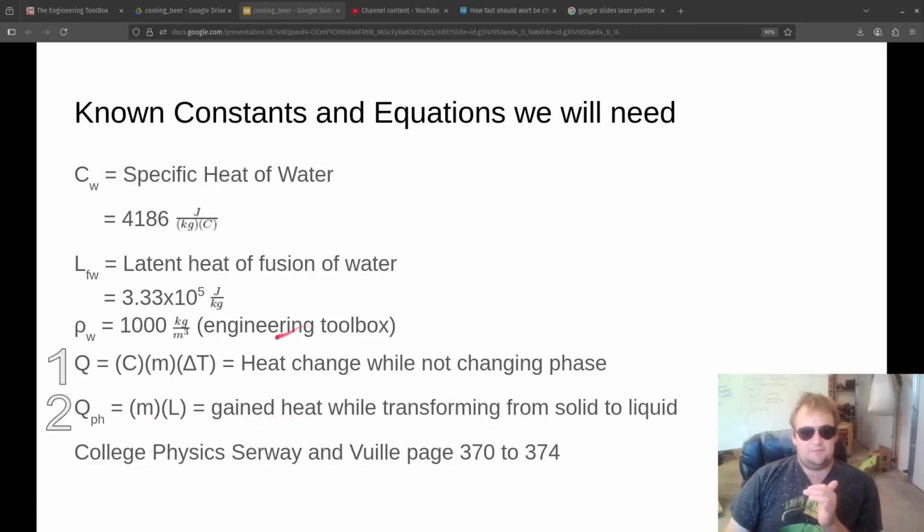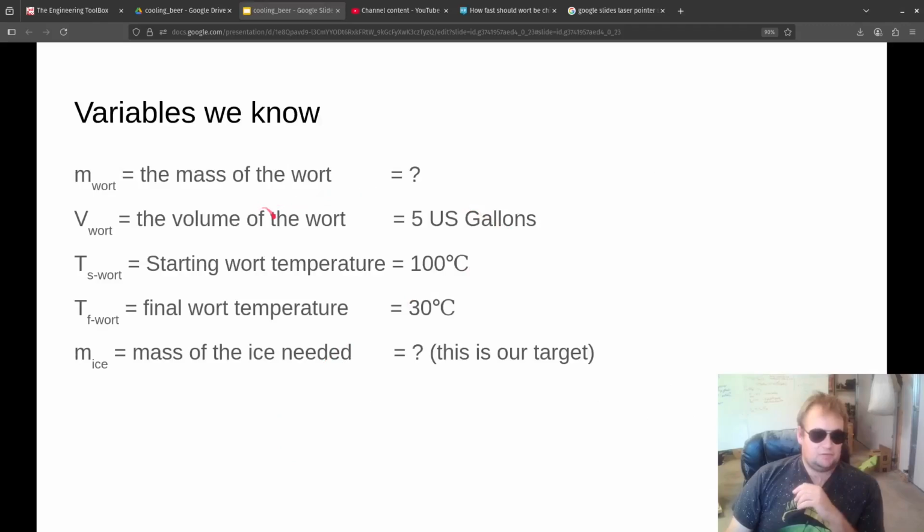All of these, except for the ones mentioned from Engineering Toolbox, were found in College Physics, Serway and Vuille. I'm not sure if I said that right. Page 370 to 340. Now let's go to the variables we already know.